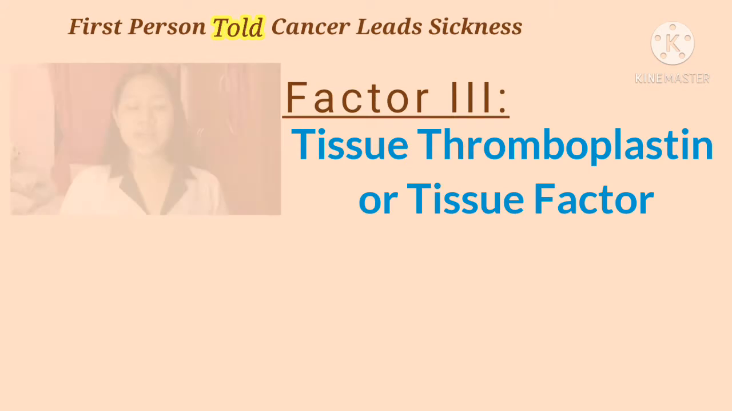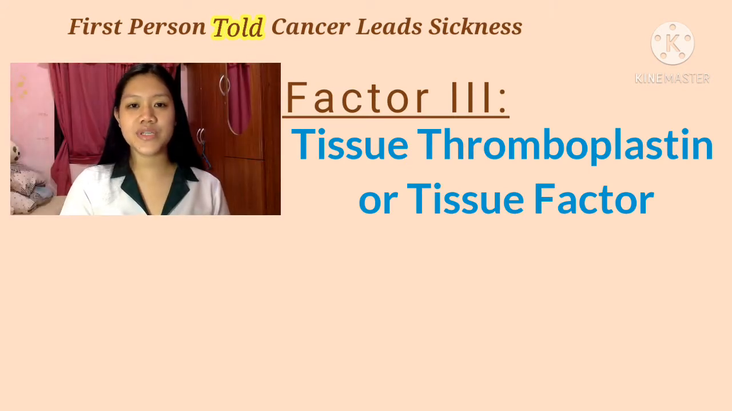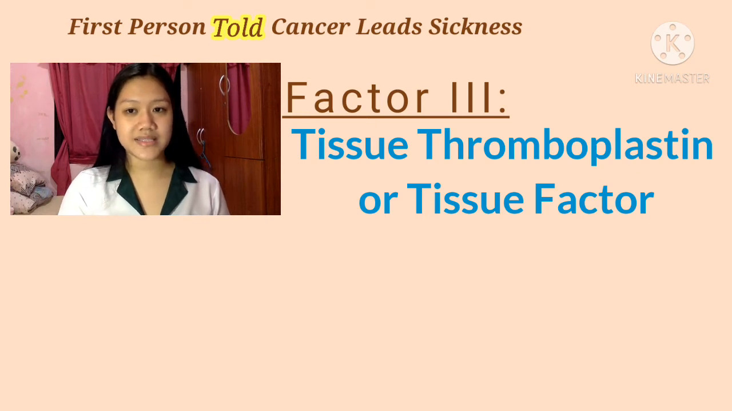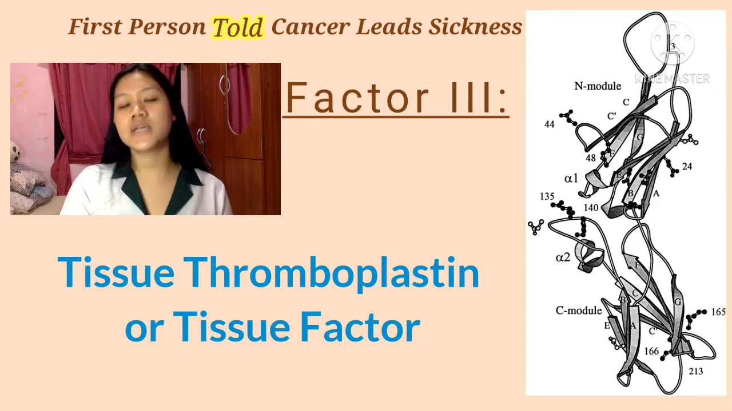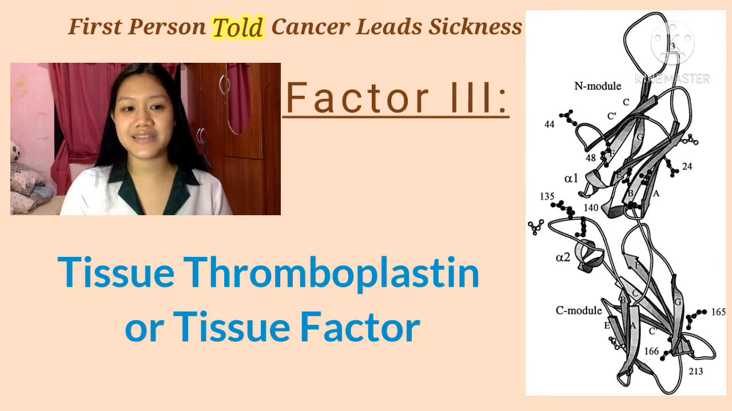Next, we have factor 3, which is tissue thromboplastin or tissue factor. Tissue starts with the letter T, told. We have that as told in our mnemonics. It has a function as a cofactor. What that does is that it is important for an enzyme's activity as a catalyst.